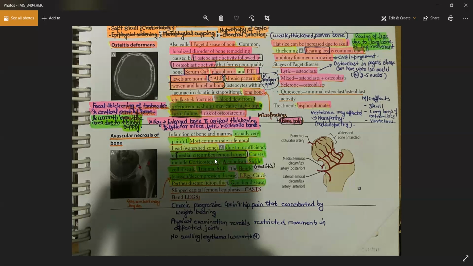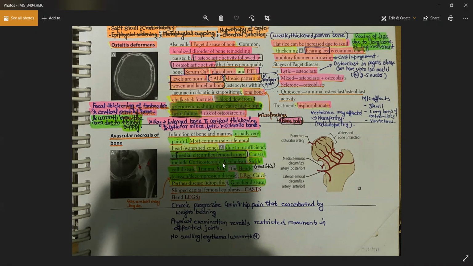The causes include corticosteroid therapy. Alcoholism can do that. Sickle cell disease can do that, because of the hemolysis you will have vaso-occlusive disorders. And because of the vessel occlusion, if it occurs in the medial circumflex femoral artery, the patient can have avascular necrosis also. Trauma can do that.